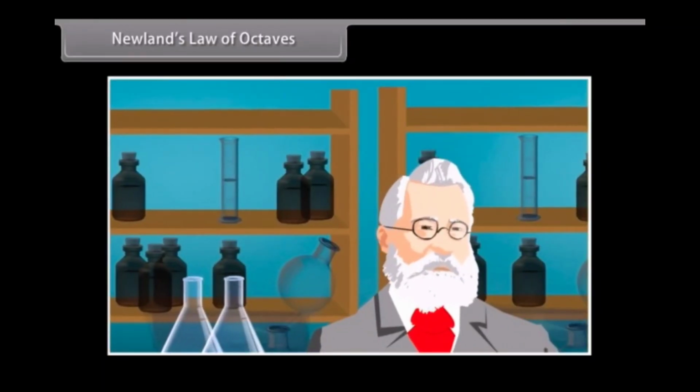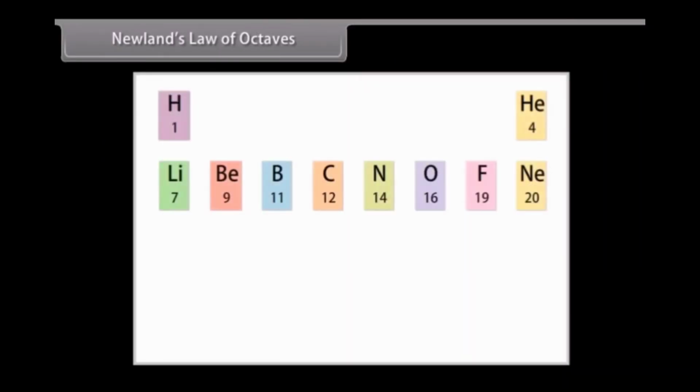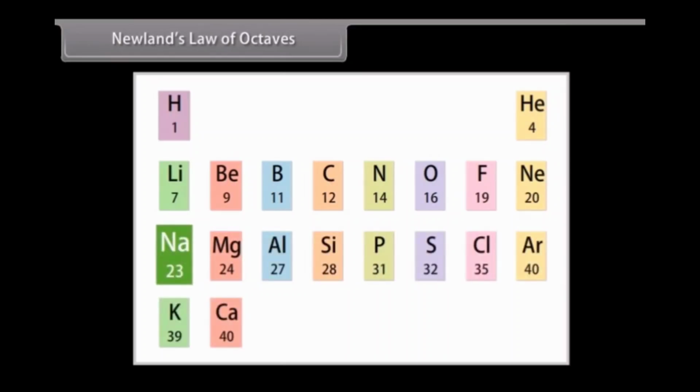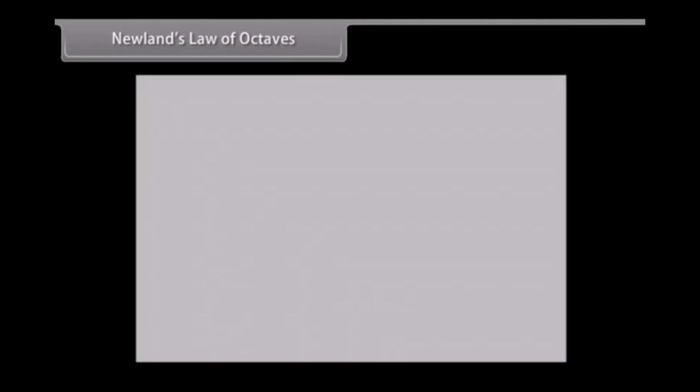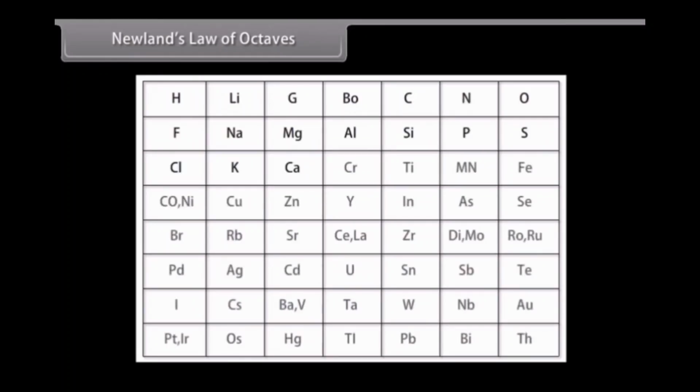In 1864, John Alexander Newland, an English chemist, discovered that when elements are arranged in the increasing order of their atomic masses, atomic weight, every 8th element had properties similar to the first element. This is called the law of octaves. However, all elements could be arranged in this order only till calcium, even though there were more than 60 elements available at that time.